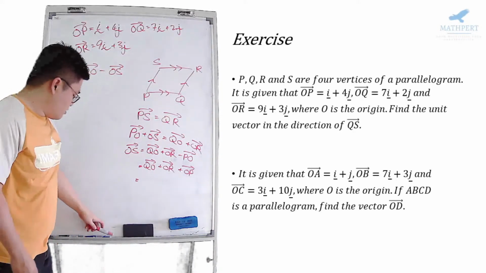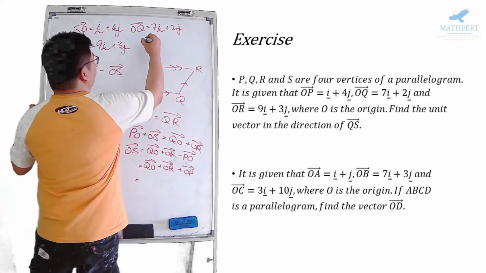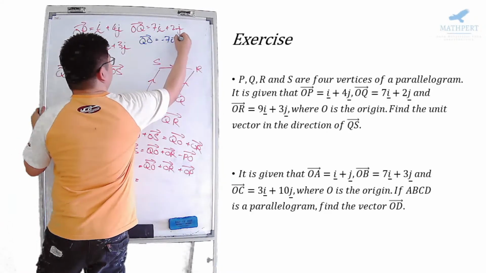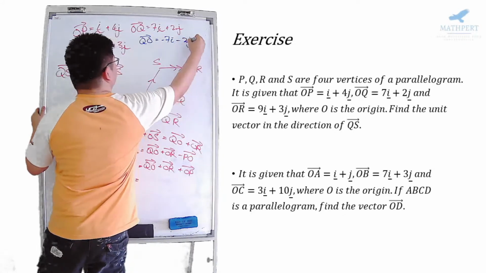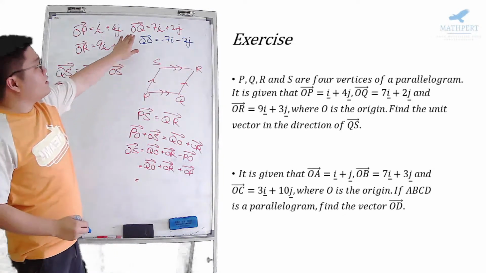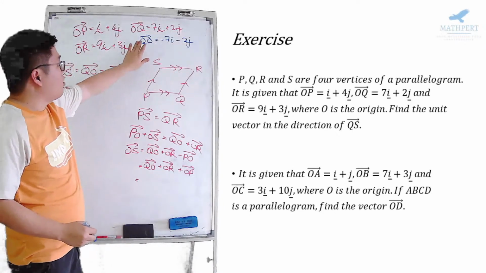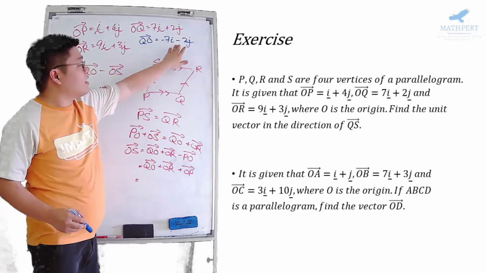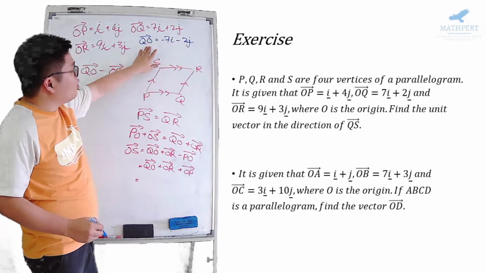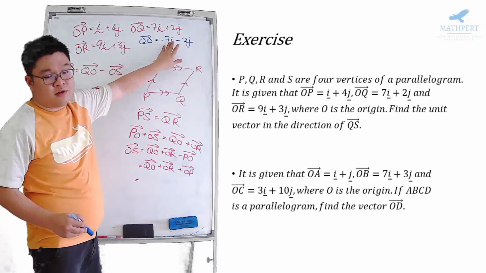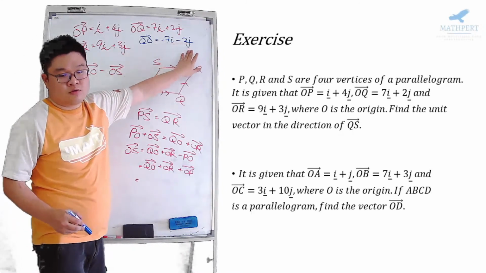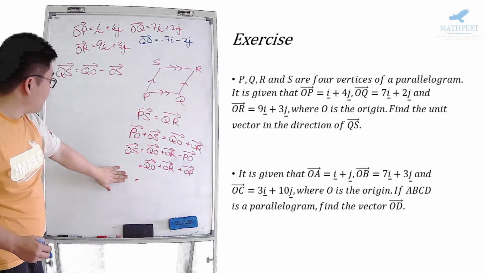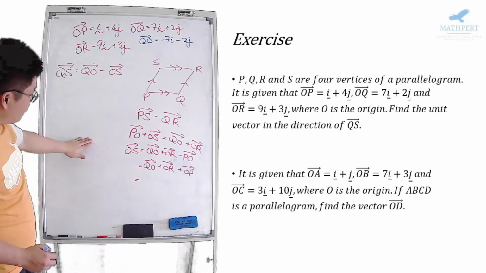Alright, so let me rewrite this. OQ is 7i plus 2j. Therefore, QO is equal to negative 7i minus 2j. So OS is this one.